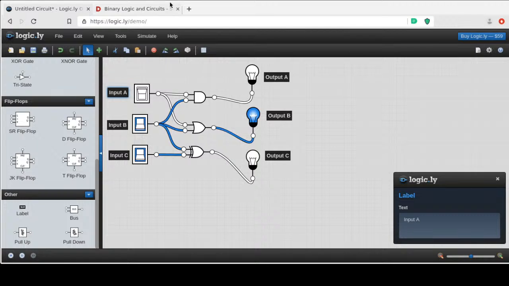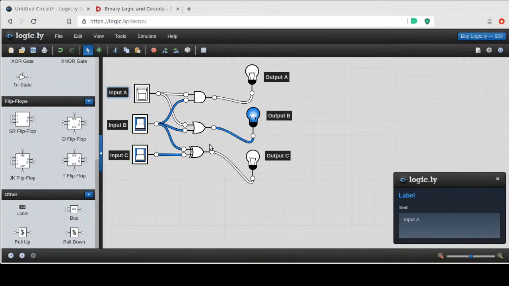Remember with logic.ly, the way it works is blue means on. So you can see that blue outline there, that means on, and there's no blue outline there, so that means off. So A is off, B is on, C is on, and I ask you, what are the light bulbs doing? And you have to say, output A is off, output B is on, and output C is off.